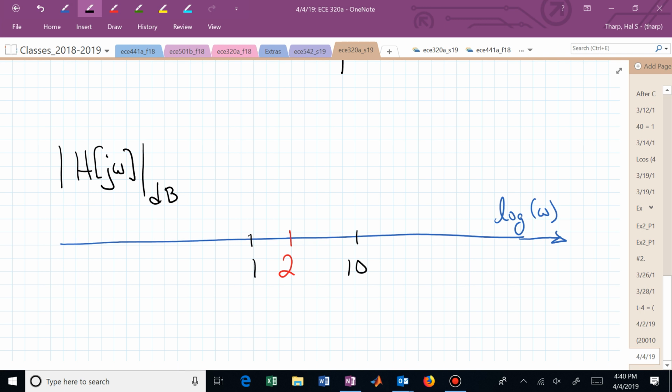Where would 100 be? It's to the right of 10. How far to the right? Exactly the same distance 1 is to the left. So this, if I could do that, what do I have? 1, 2, 3, 4. There's 100.